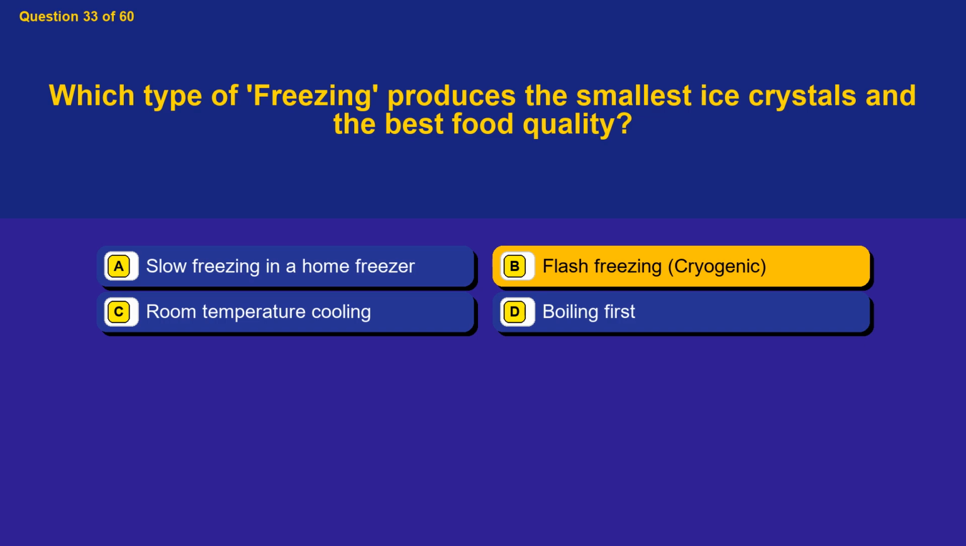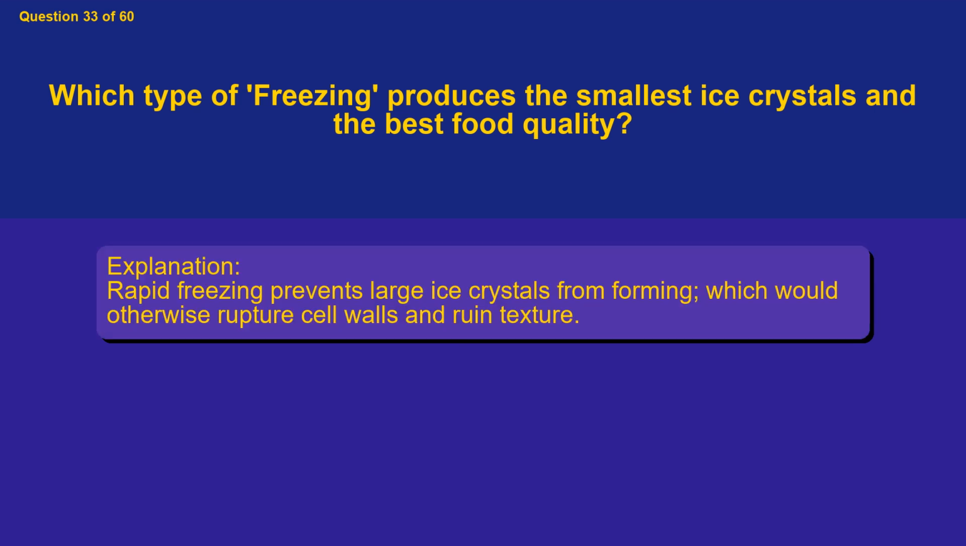The correct answer is option B, flash freezing, cryogenic. Rapid freezing prevents large ice crystals from forming, which would otherwise rupture cell walls and ruin texture.